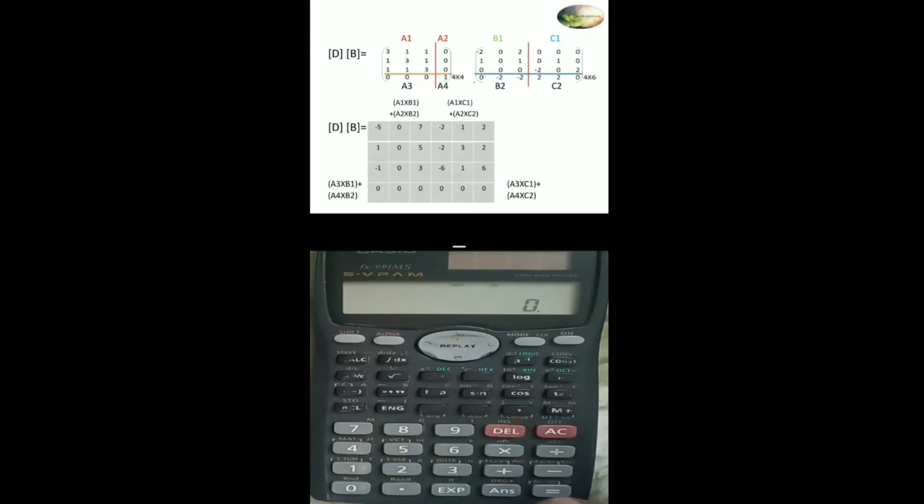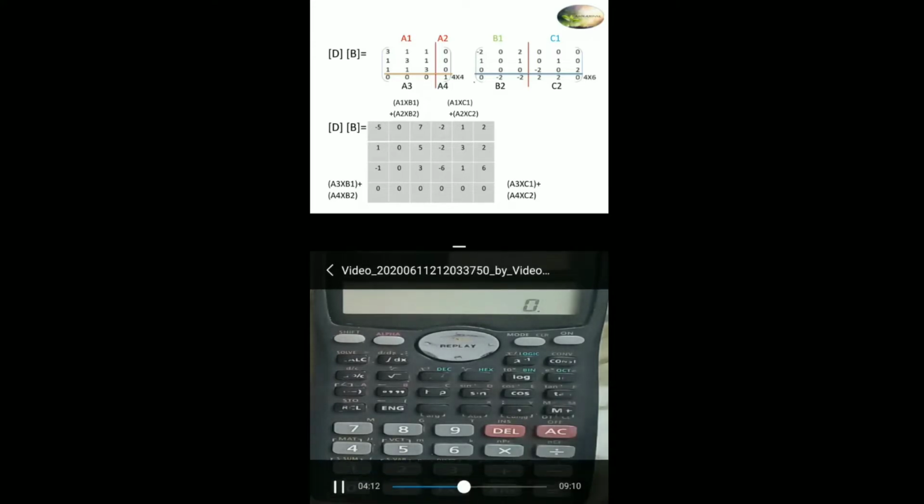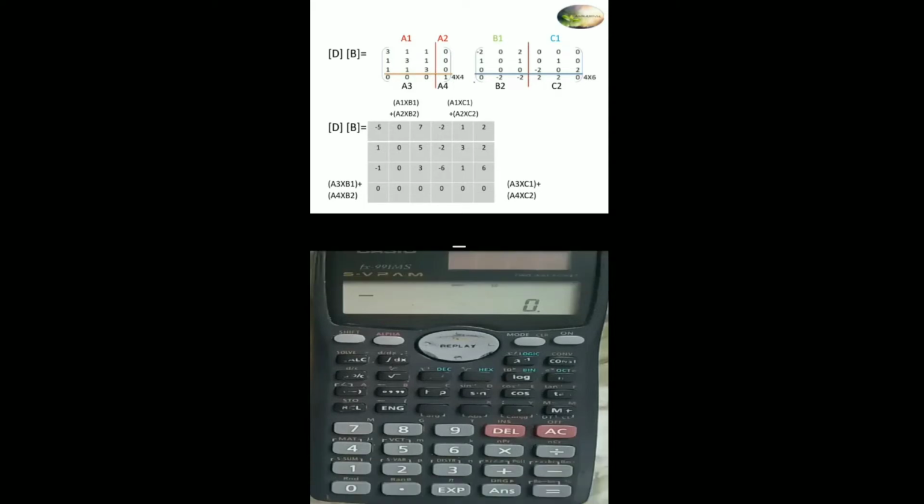Now multiply the A4 value into B2 and the A4 value into C2. Now you get the value of B matrix into D matrix. Final value we get in 4 cross 6.